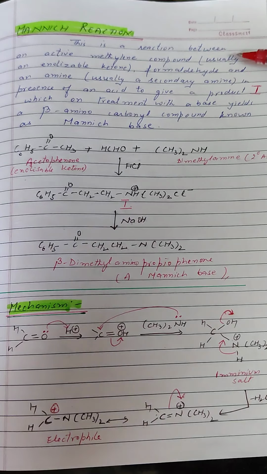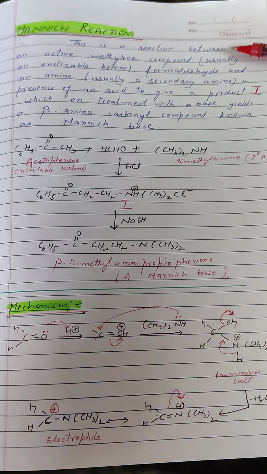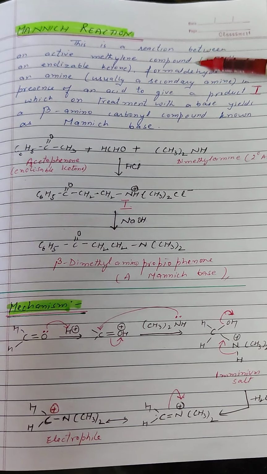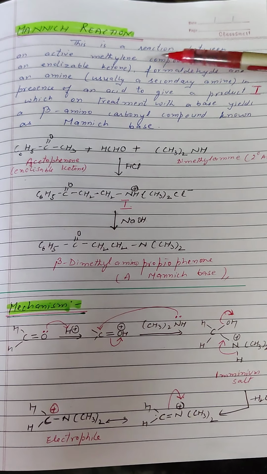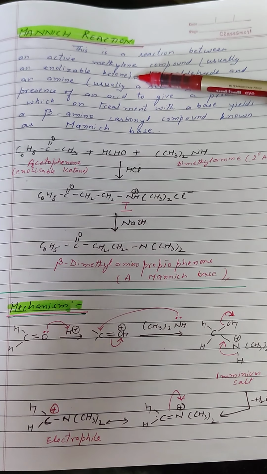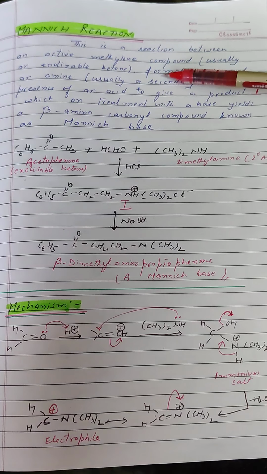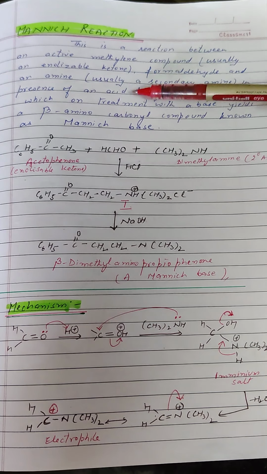Now, the fourth and the final reaction which we will take up today is the Mannich reaction. Mannich reaction, this is a reaction between an active methylene compound again, and the active methylene compound in this case which we are taking is usually an enolizable ketone. And we also take here formaldehyde and an amine.